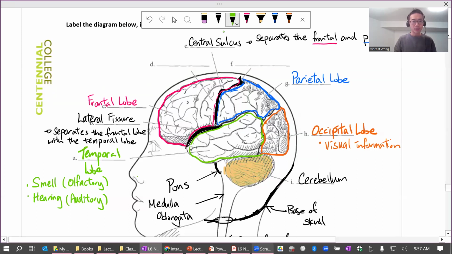So like your nose is here. When you smell something, it goes right to the temporal lobe. Okay. Where are your ears? Roughly here, right? That's the ear. So when you hear things, it goes directly to your temporal lobe. Okay, so those are the easy ones. Questions before I tell you the crazy ones?